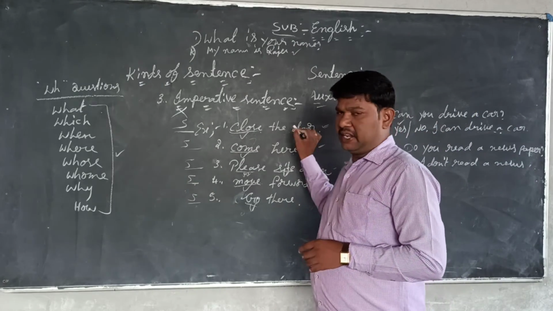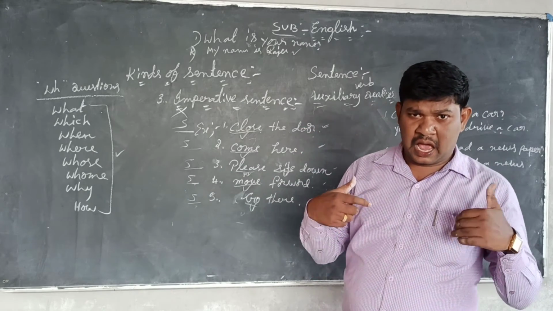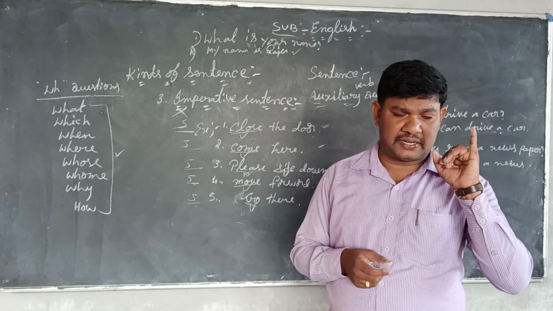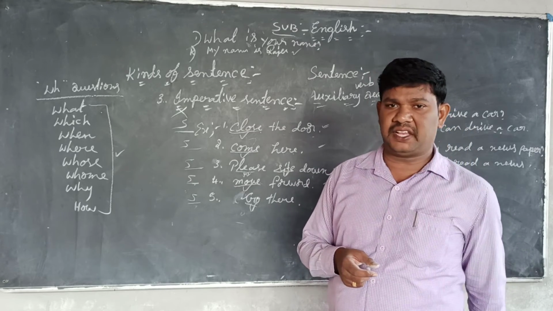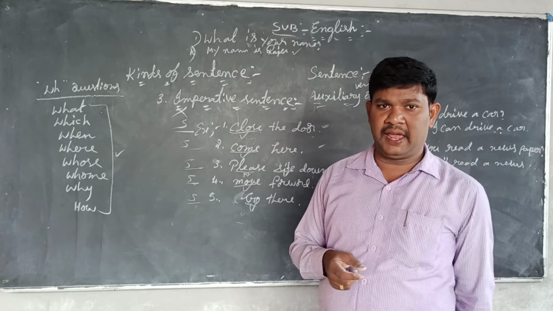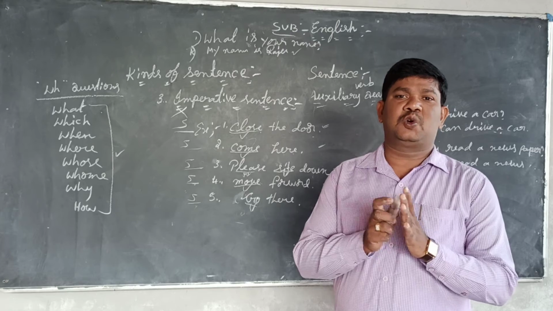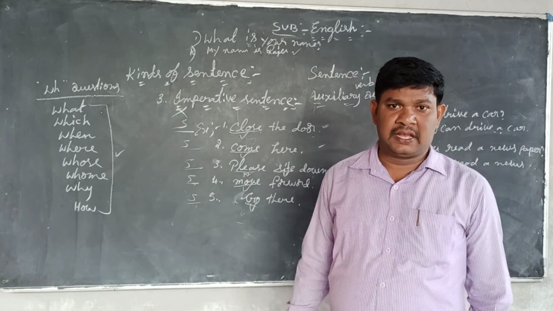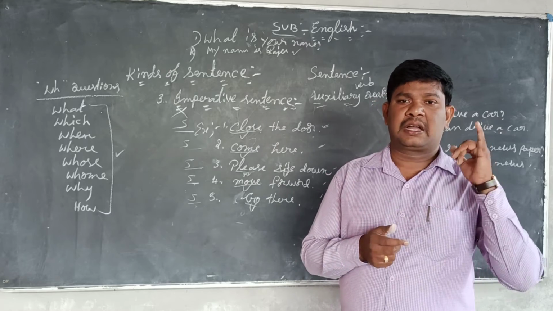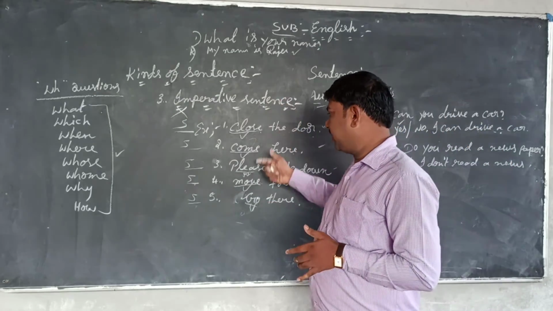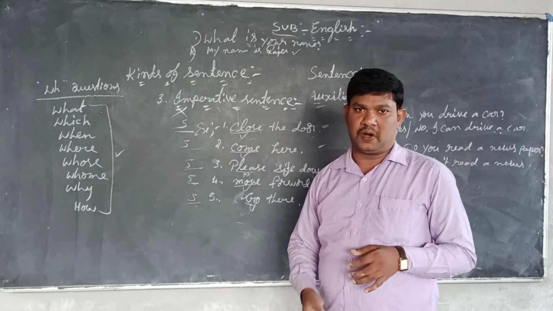Once again I repeat, what is an imperative sentence? Imperative sentences are very short types of sentences. An imperative sentence always begins with the verb only. An imperative sentence has no subject, and it conveys a command, order, or request. These are imperative sentences and those are the examples.